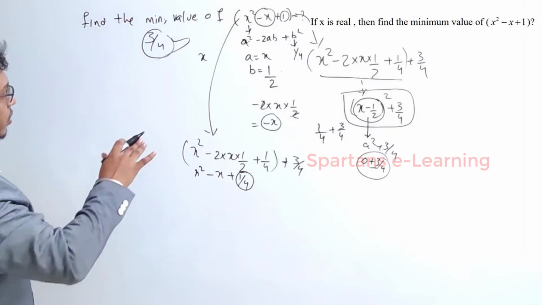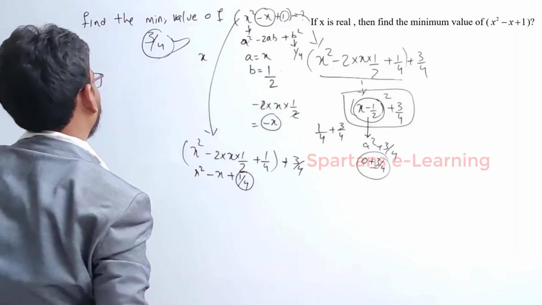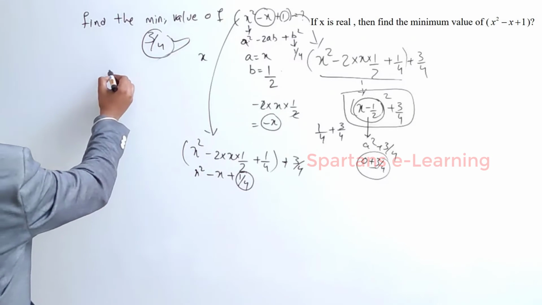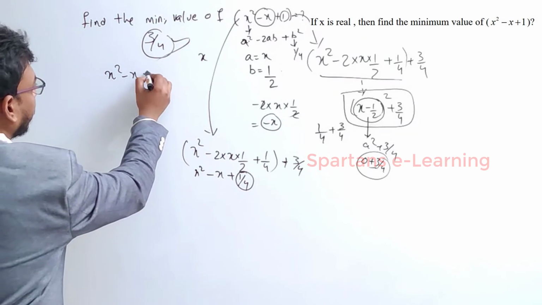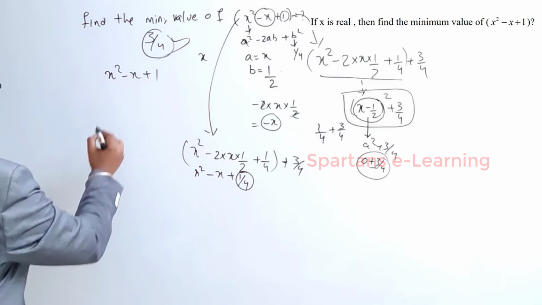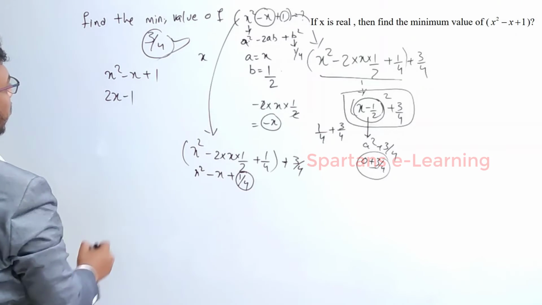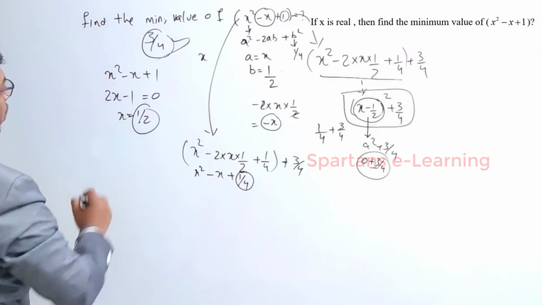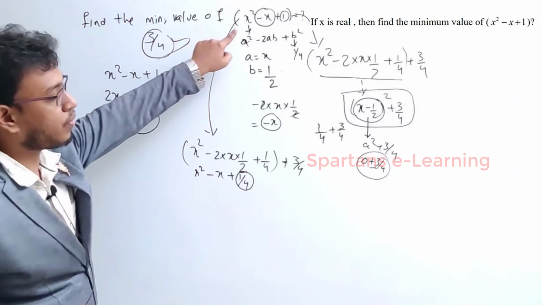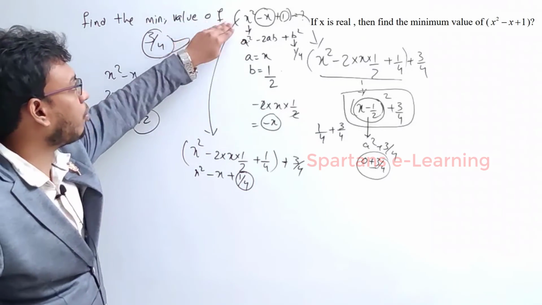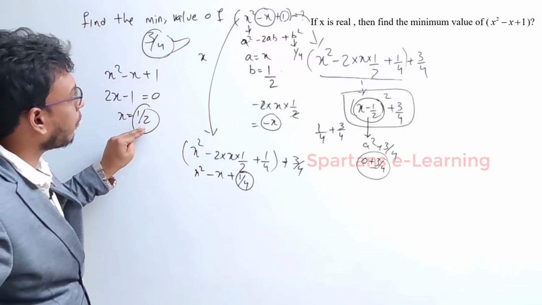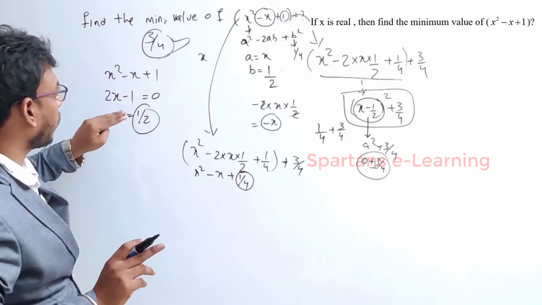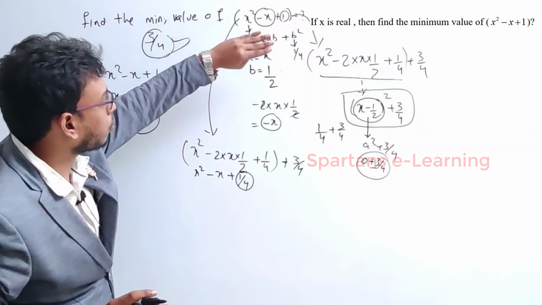That's it. Now, let us solve the same question using differentiation technique. How will you do differentiation here? X square minus x plus 1. First level differentiation, this gives you 2x minus 1 equal to 0. X will be 1 by 2. So, what will be the minimum value of this function? The function will give you minimum value when x is equal to 1 by 2, but the question is not that. The question is what is the minimum value of this whole function.